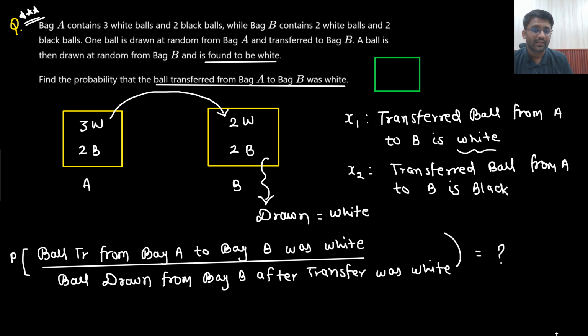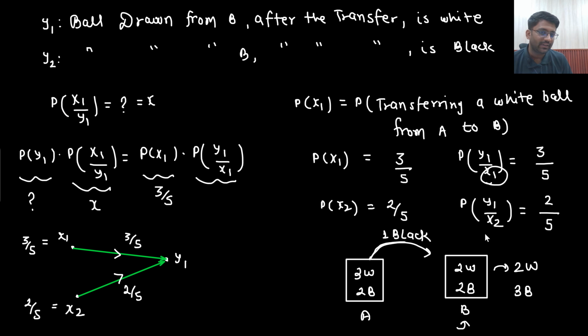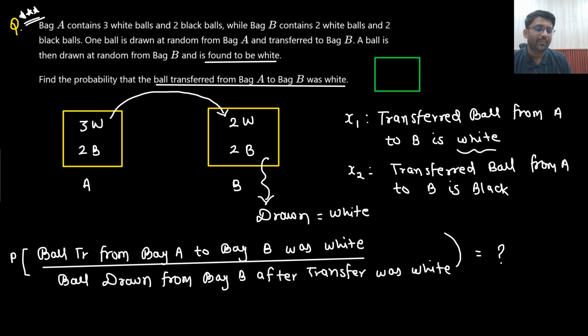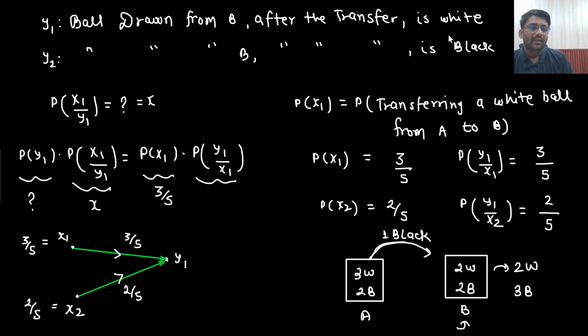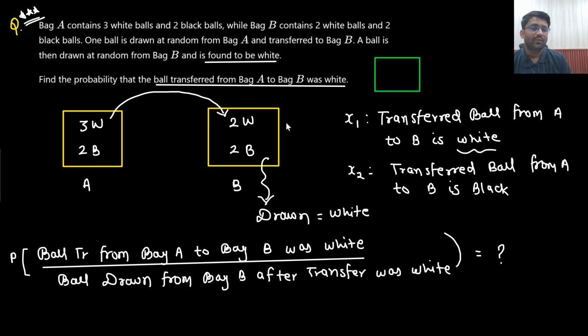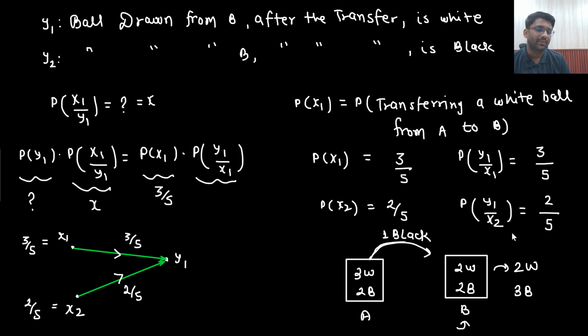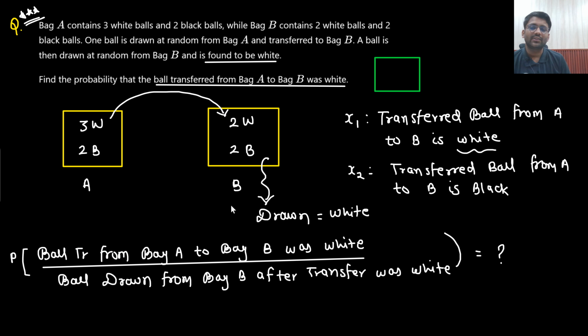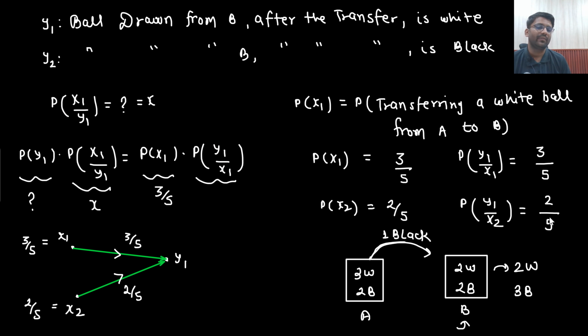Now after the transfer of a white ball is done, what is the probability that you get a white ball from bag B? Here 3 white balls out of 5, so the answer will be 3 by 5. And if you have transferred a black ball from here, total balls will be 5, but what is the probability that you will get a black ball? That will be 3 by 5.